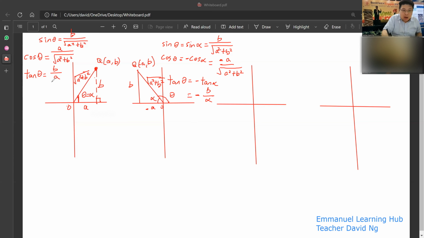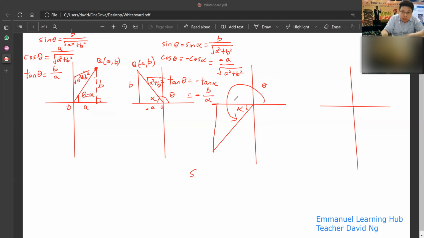Your tangent alpha is this guy, because your tangent theta is tangent alpha. Understand? Third quadrant is here. This guy is my alpha, this is my theta. Third quadrant. So your sine, same thing, A and B.